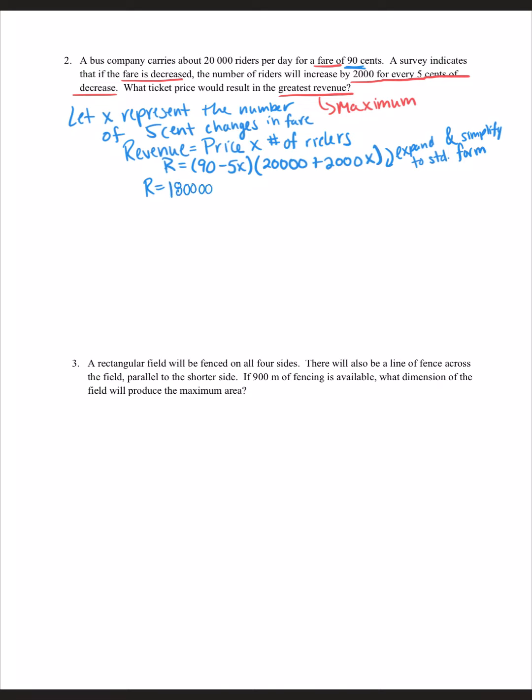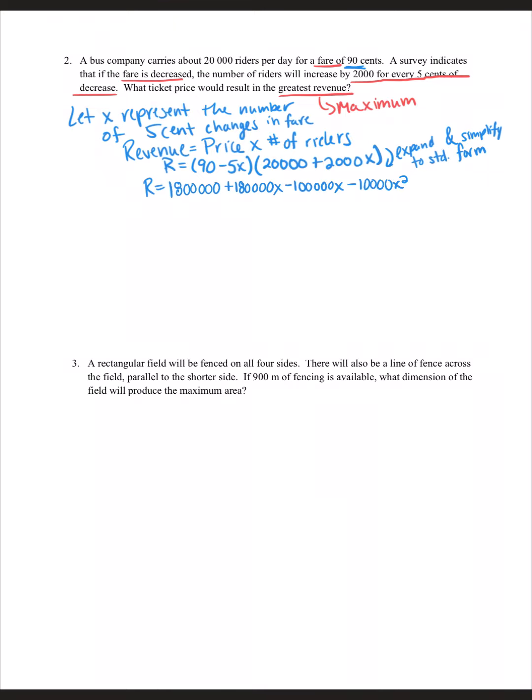And then if we multiply our outside terms, we're going to have 90 times 2,000, which is going to be a positive 180,000x. Our inside terms, we're going to have a negative 5x times 20,000. So that'll be a negative 100,000x. And then our last terms, negative 5x times 2,000, is going to be a negative 10,000, sorry, x squared.